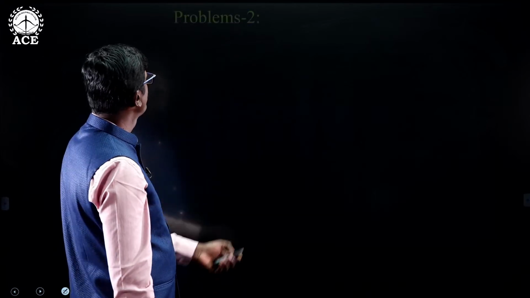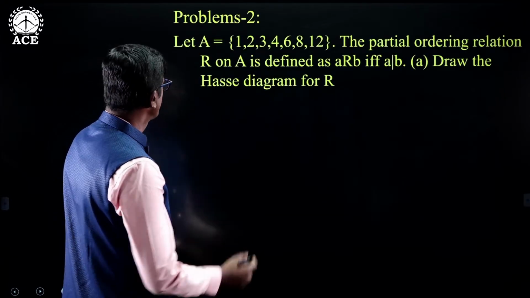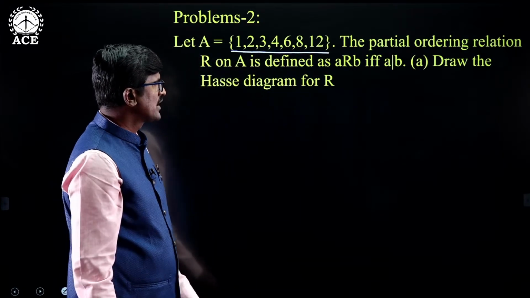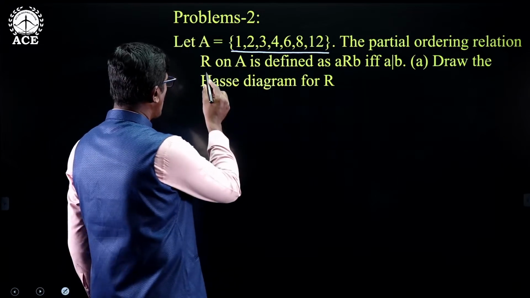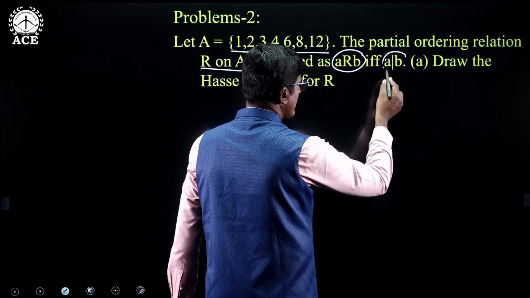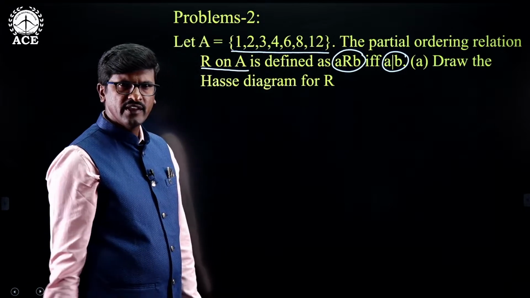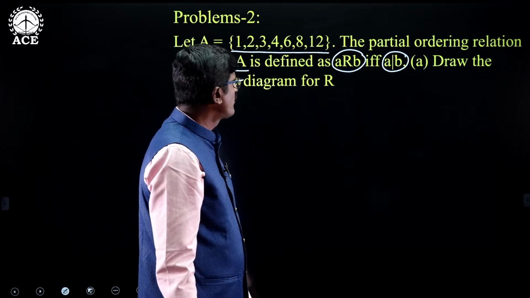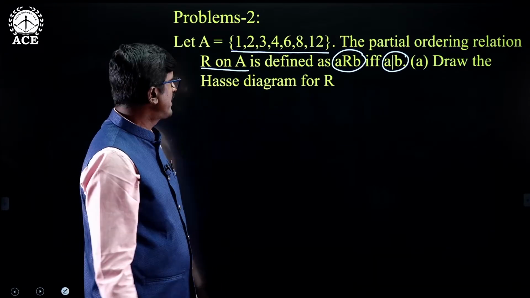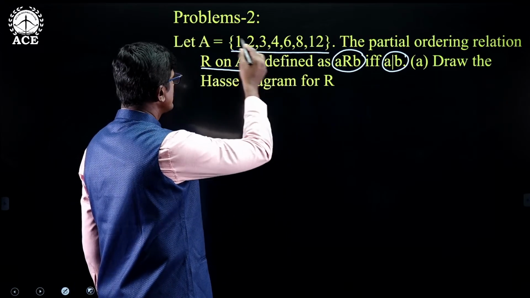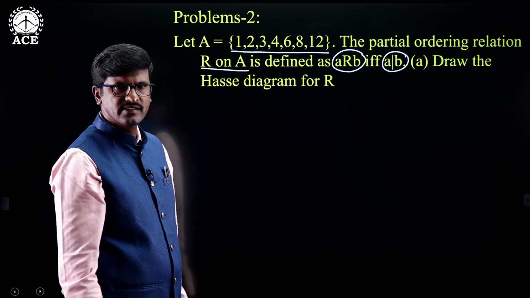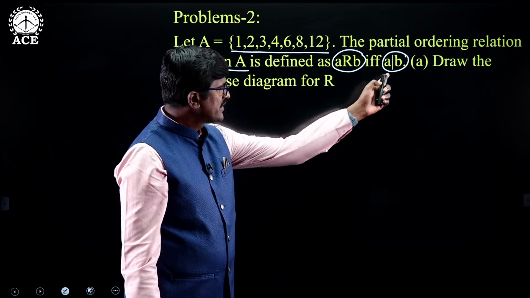Now, I will see one more example. Here I am taking some set. The set A is equal to 1, 2, 3, 4, 6, 8, 12. The partial ordering relation R on A is defined by (a, b) if and only if a divides b. Then draw the Hasse diagram for R. So what is the relation they have given? Divisibility relation on the set 1, 2, 3, 4, 6, 8, 12.